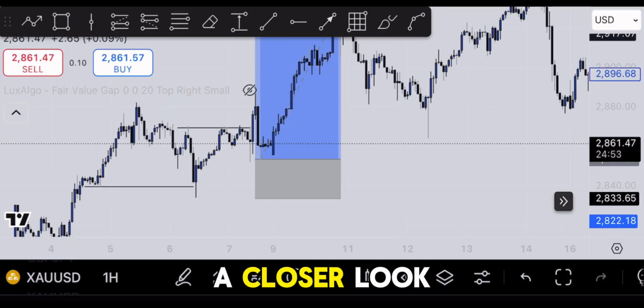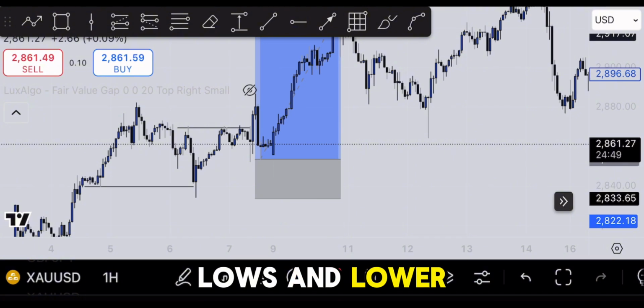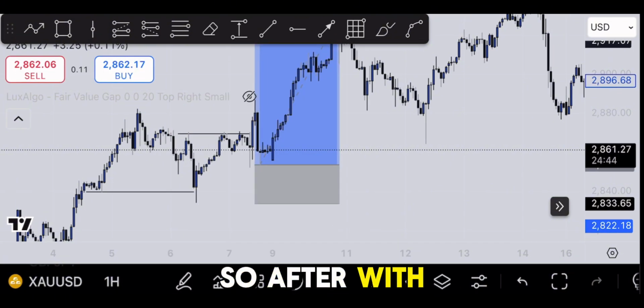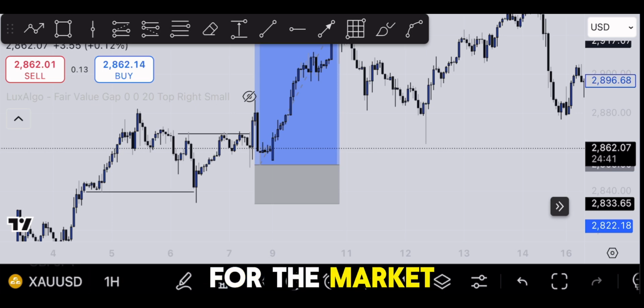If you guys can just take a closer look, the market was making lower lows and lower highs, and then we broke them right here. So this is our market structure shift, right? So after we do our market structure shift, we're now waiting for the market to retrace.